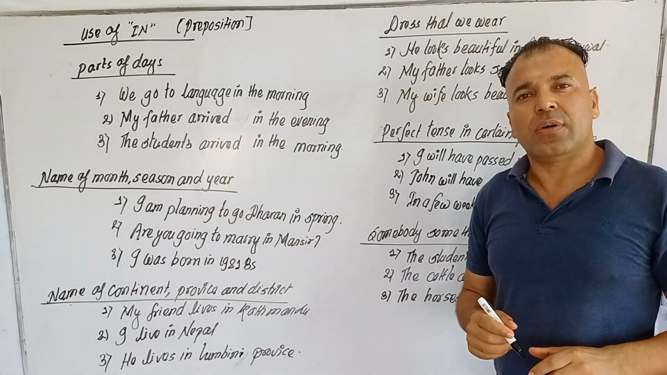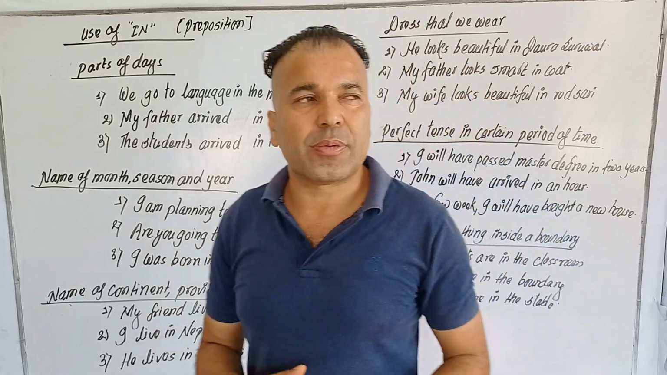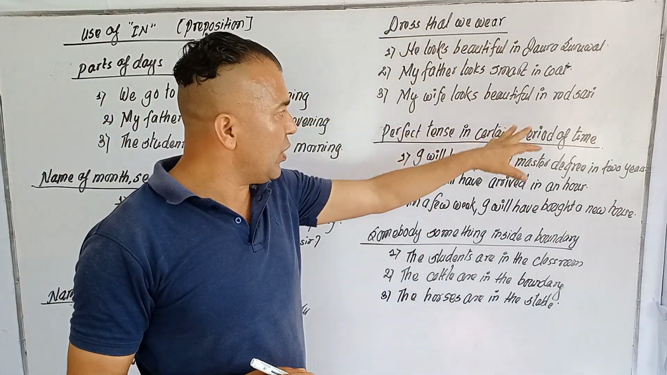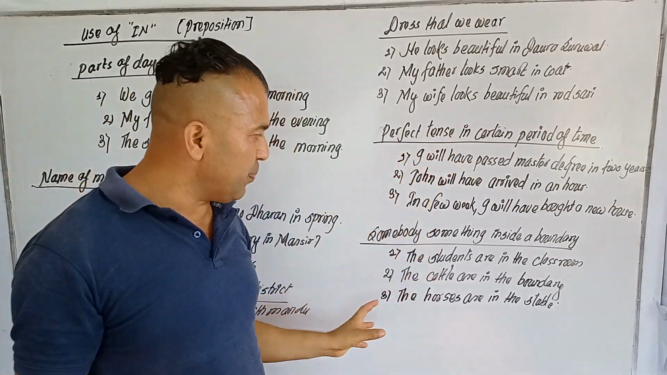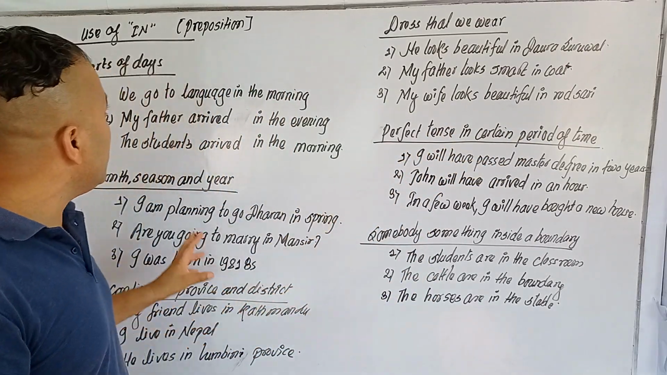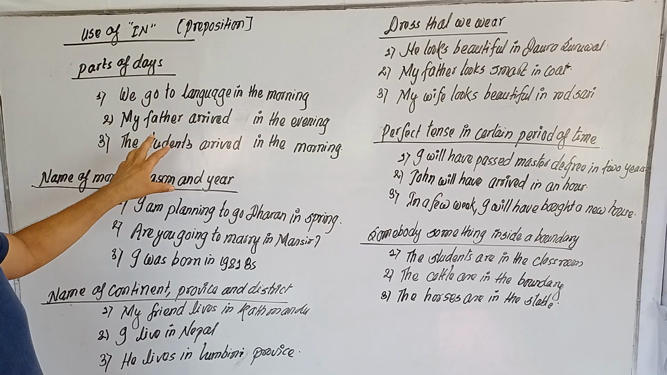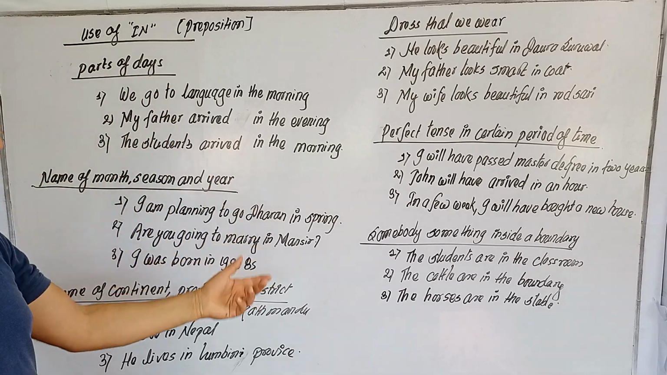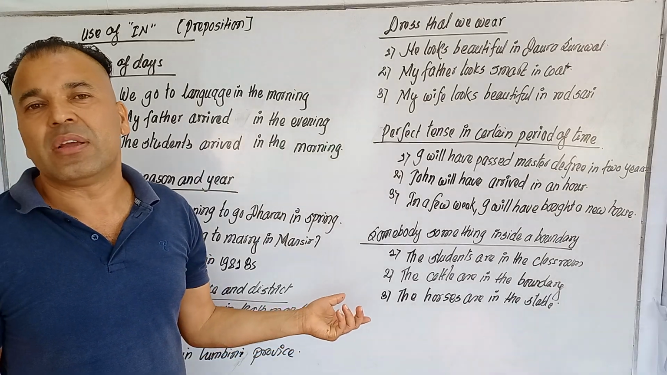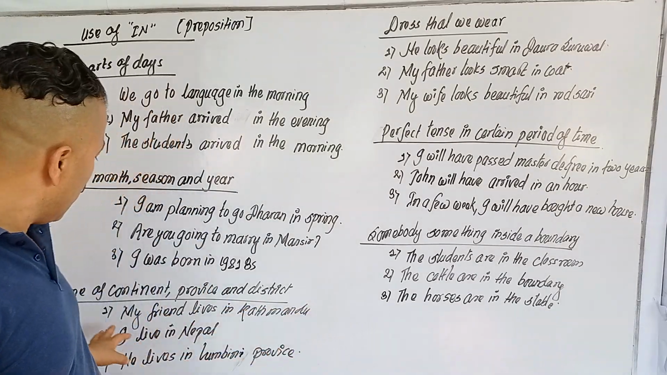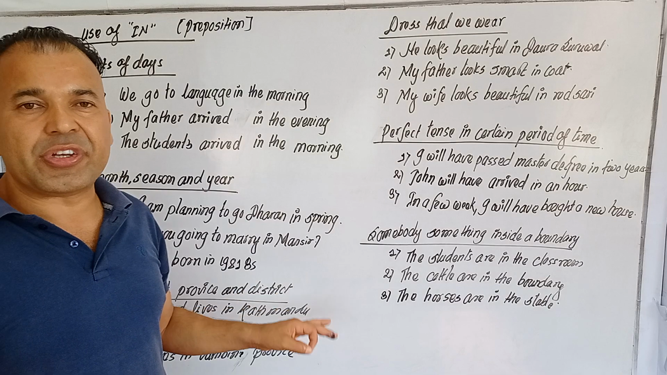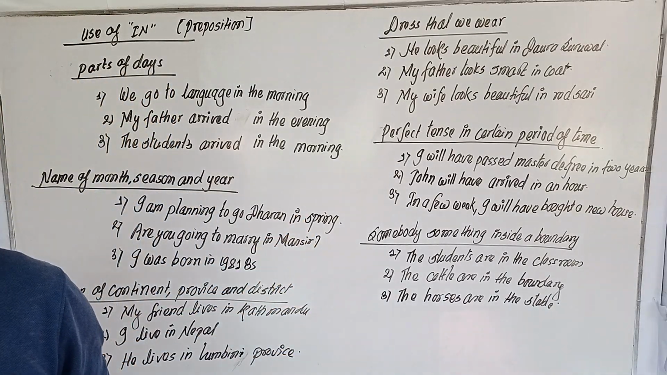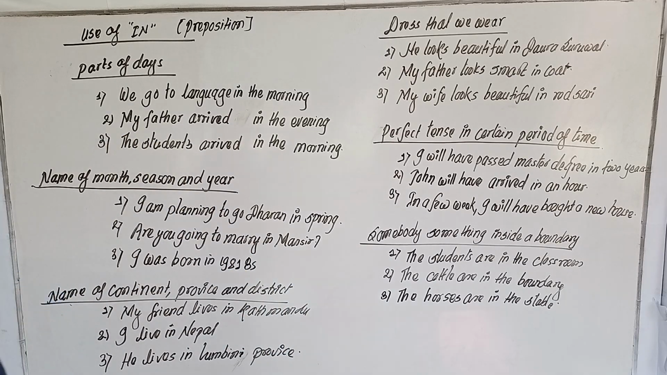Alright. You have to keep in mind these words: dress that we wear, perfect tense in a certain period, somebody in a boundary, and part of the day: in the morning, day, evening; month, season, and year: autumn, spring, monsoon, 1981, whatever; and large places: continent, country, district, province. We have to use the preposition "in."